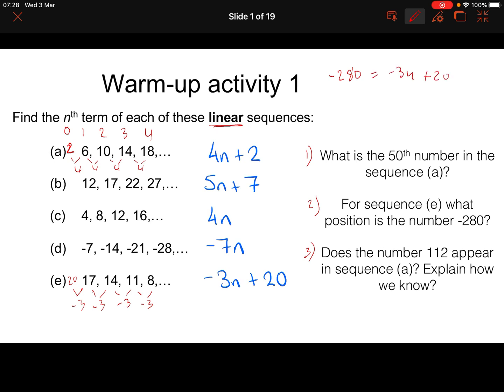And now we've just got an equation to solve. Take away 20 from both sides. Minus 300 equals minus 3n. So n must be equal to 100, dividing both sides by minus 3. So the number minus 280 is in the 100th position.